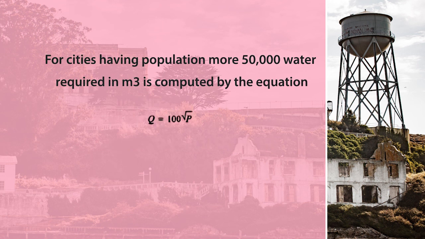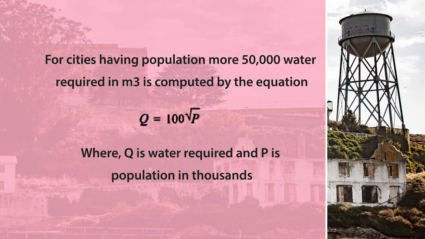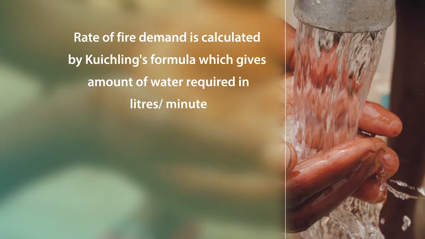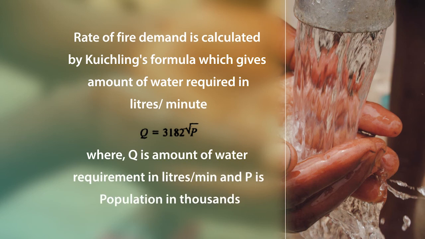For cities having population more than 50,000, the water requirement in meter cube is computed by the equation Q = 100 √P, where Q is the water required and P is the population in 1000. Rate of fire demand is calculated by Kuchling's formula, which gives the amount of water required in liters per minute. So Q = 3182 √P, where Q is the amount of water requirement in liters per minute and P is the population in 1000.